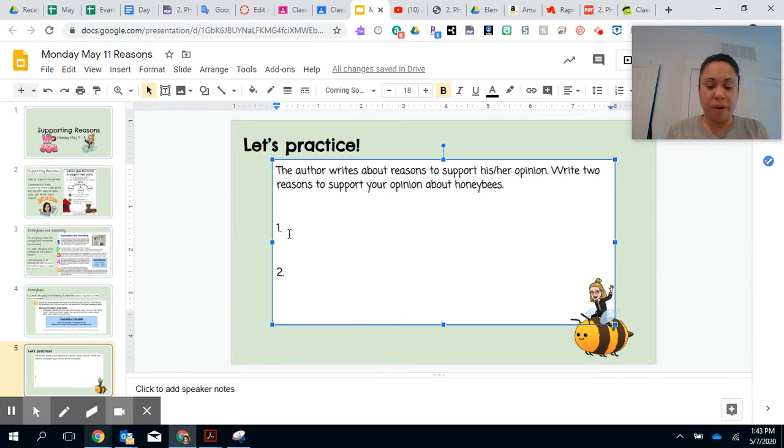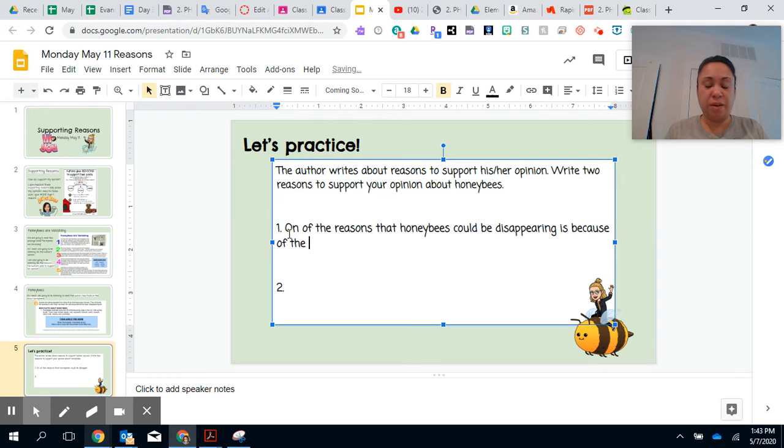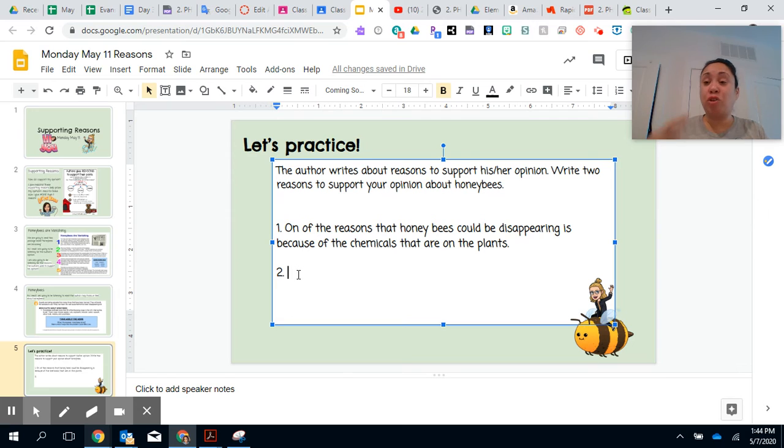So, write 2 reasons to support your opinion. One of the reasons that honeybees could be disappearing is because of the chemicals that are on the plants, right? And honeybees is separated. So exactly how I'm typing in to answer the question is exactly how you would be typing into the document, okay?